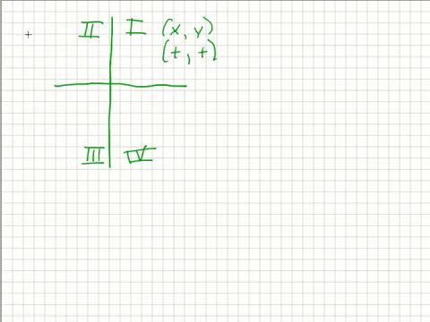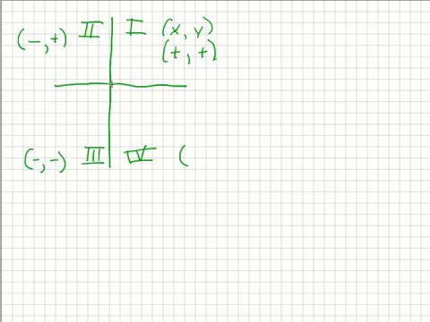In the second quadrant, our y values are still positive because we're going up, but our x values are negative because we're moving to the left. In the third quadrant, we are going to the left and down, so every point in the third quadrant will have a negative x value and a negative y value. And in the fourth quadrant, we're once again moving to the right, so our x values will be positive, but our y values will be negative because we're moving down.